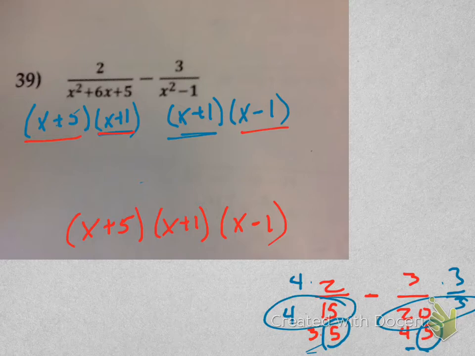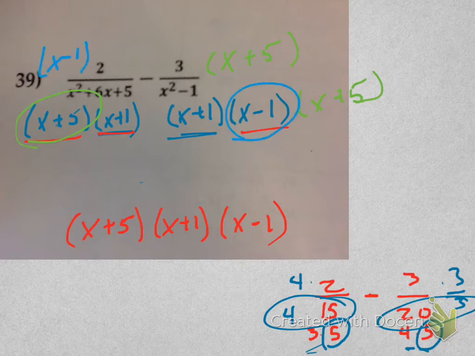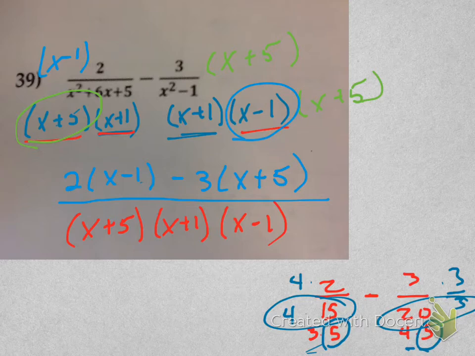So what do I have to multiply this one by? Up here on the top, what's it missing? X plus 5. I have to multiply it by x plus 5 on the top and the bottom. And what do I have to multiply the first term by? X minus 1, because that's the only one that it's missing. So when I do that, I get 2 times x minus 1 minus 3 times x plus 5 all over that denominator. And now I can just simplify this.